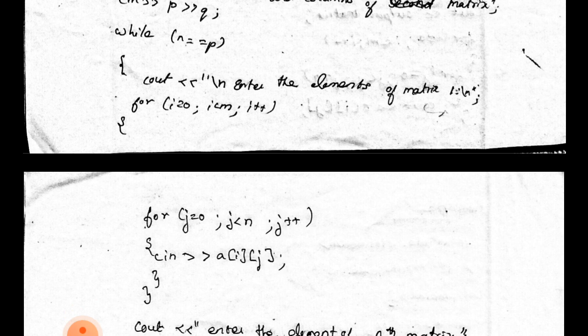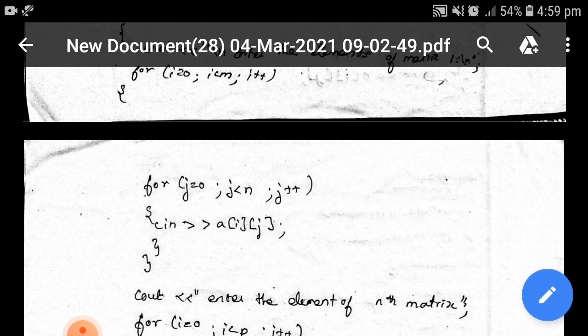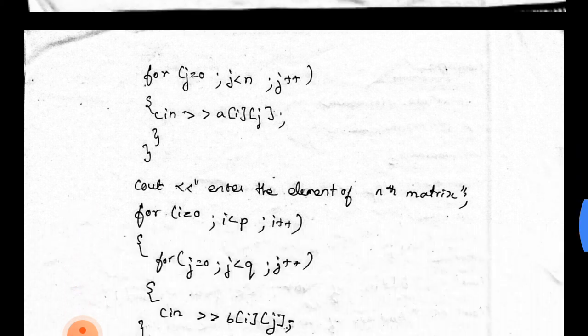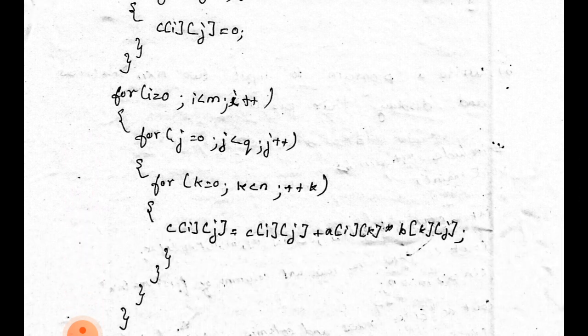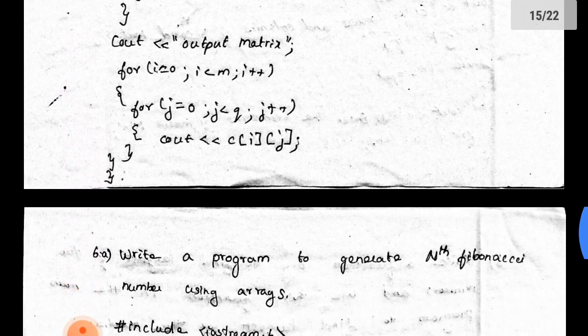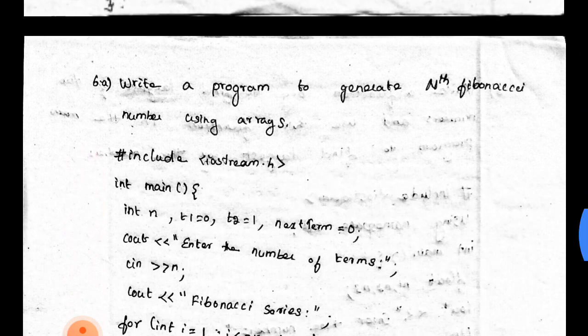We can initialize the functions. Here we are declaring this is a main function, cin of a of i of j. Enter the elements of the nth matrix, here cin b of i of j. Here some calculations are taken, here a multiplication is taken. After doing all the process, the output is cout as c of i comma j. Then we get an output. Then we move on to the next question.